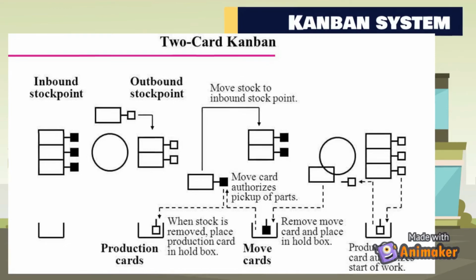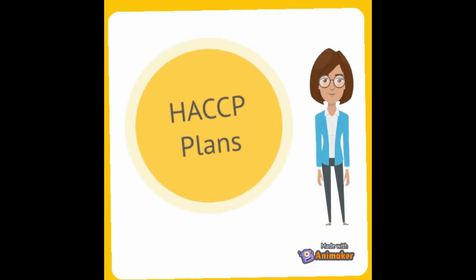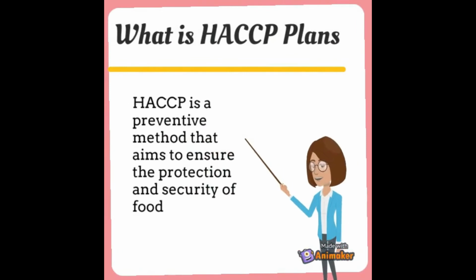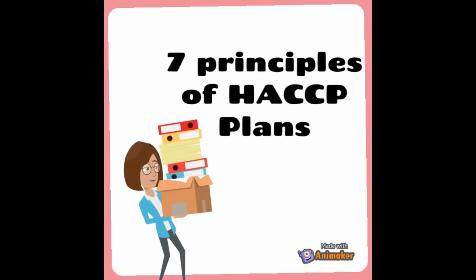It works very well. Hi, now we're going to talk about HACCP plan. HACCP is a preventive method that aims to ensure the protection and security of food. Now we go through the 7 principles of HACCP plans.